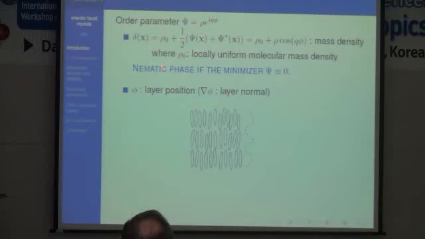Okay, so if the psi becomes 0, then the mass density becomes uniform everywhere. That means we're going to lose the layer structure, which corresponds to the nematic phase. That's why psi becomes the order parameter, and its phase parameterizes the layer structure, so that grad phi becomes the direction of the layer normal.